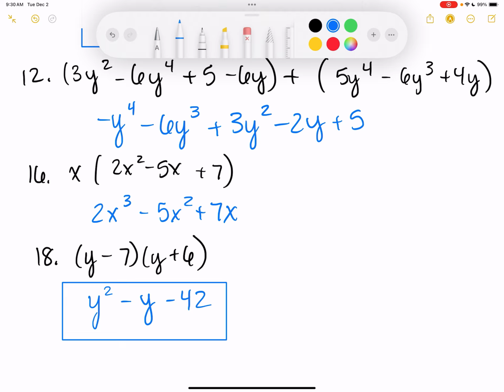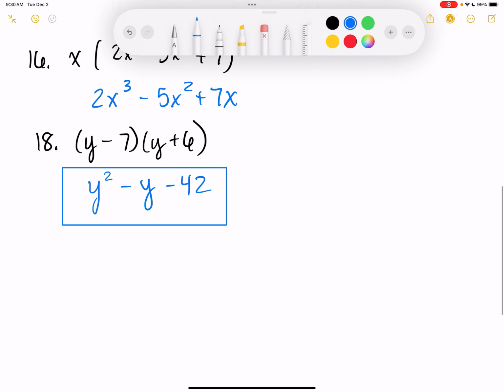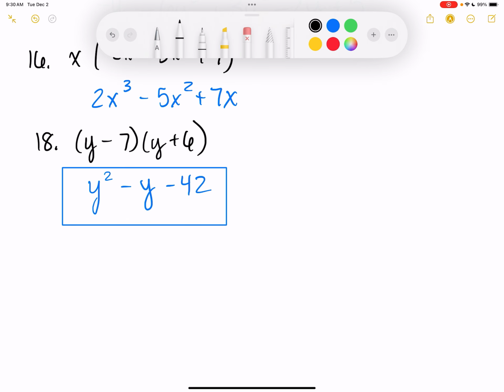So those ones, I like them. Easy. We have 2w plus 4 times w squared plus 6w minus 11.